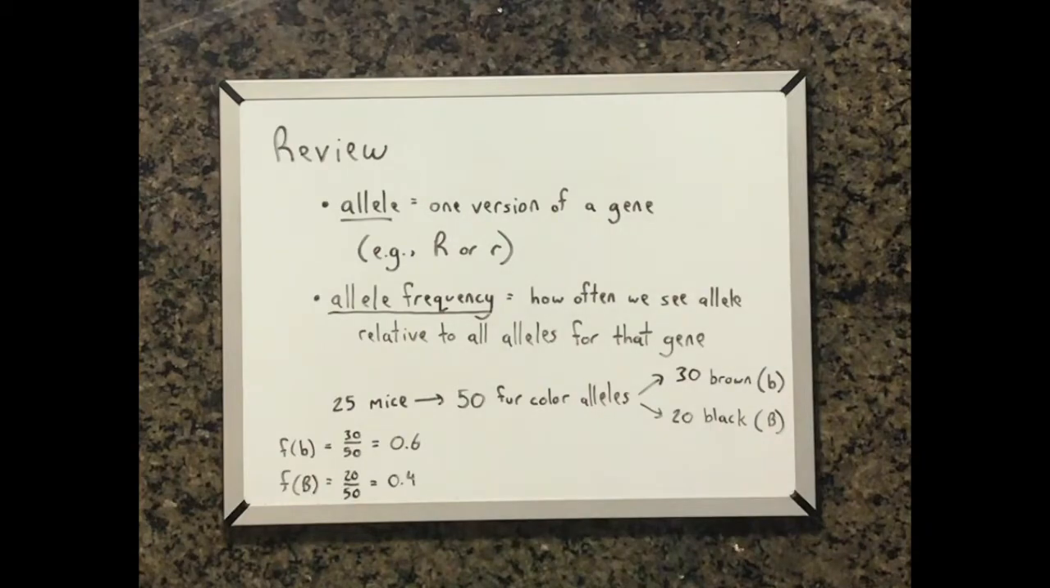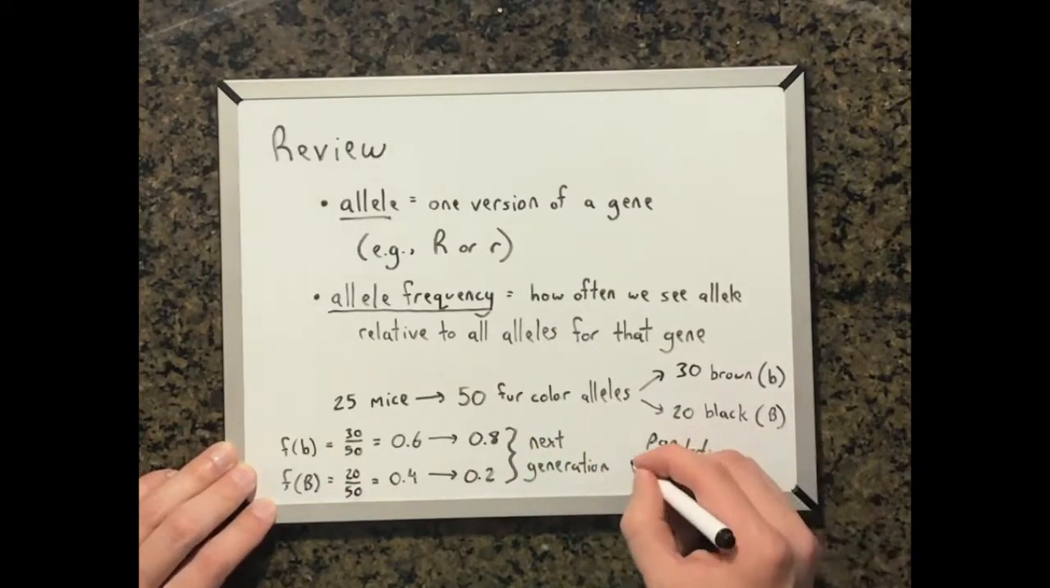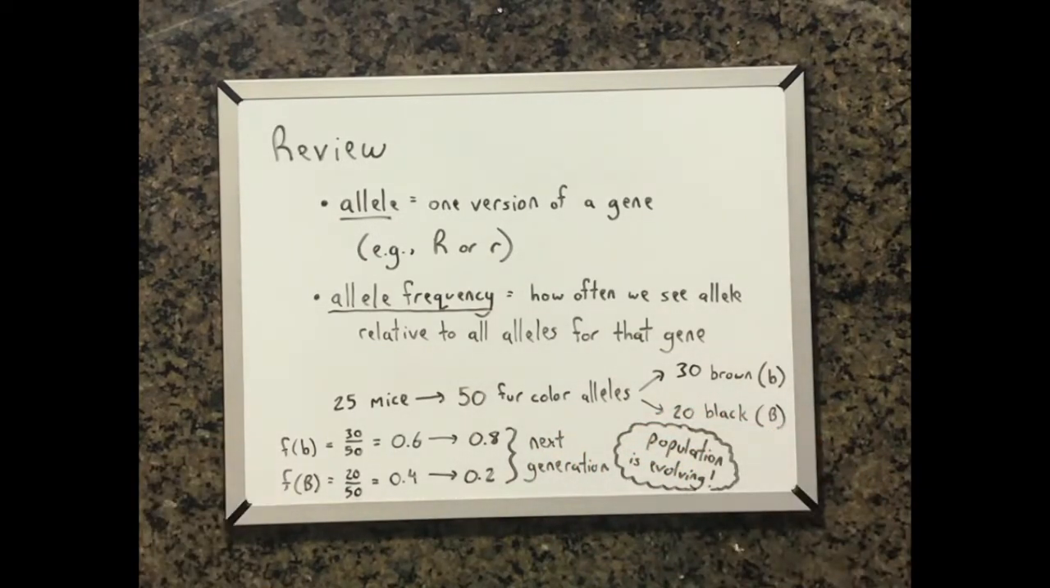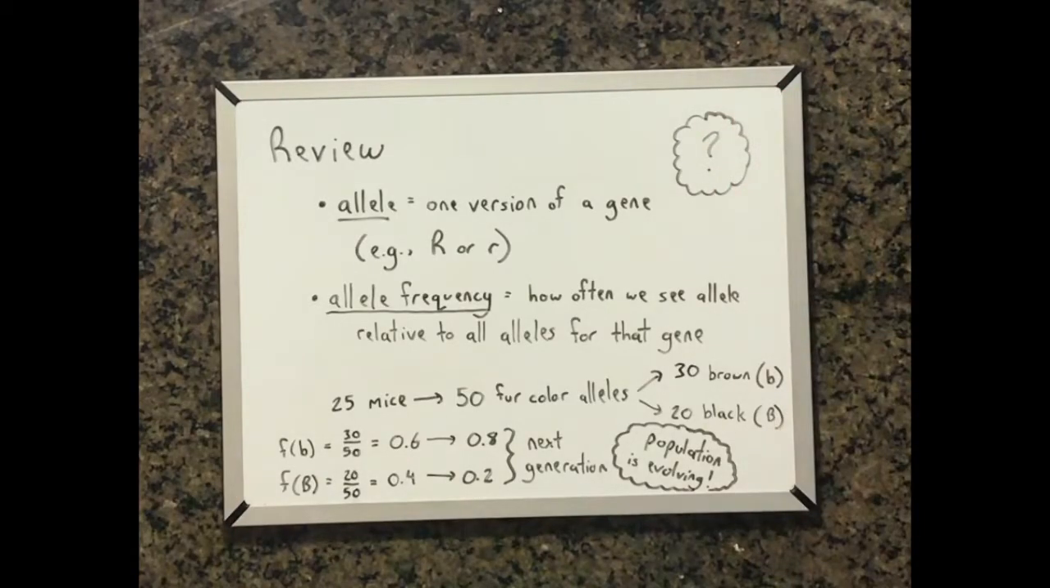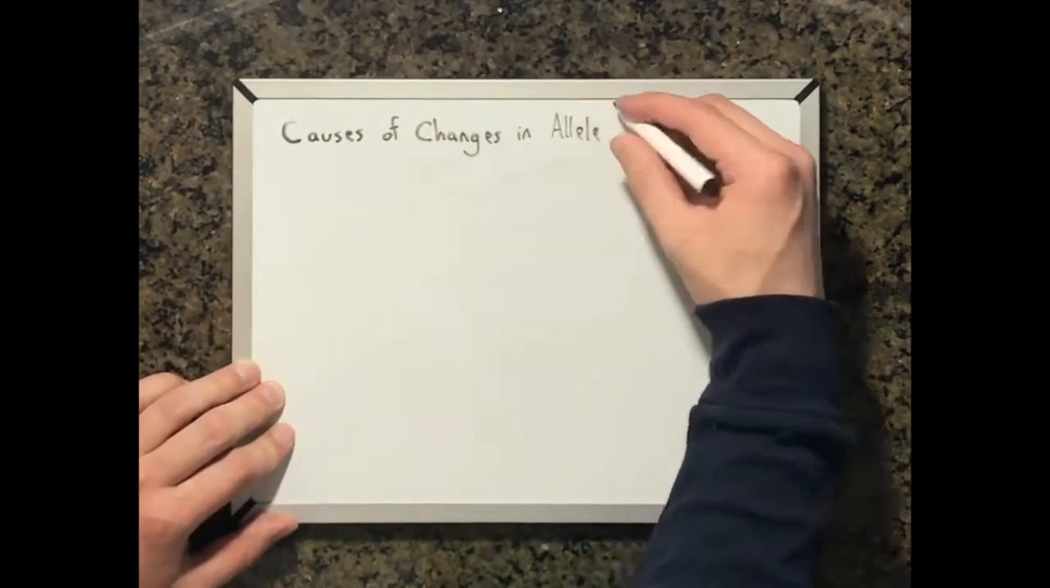Furthermore, if the allele frequencies within a population change from one generation to the next, we can conclude that that population is evolving. But what necessarily causes the allele frequencies to change from one generation to the next? Well, there are actually a few possible causes for such a change.